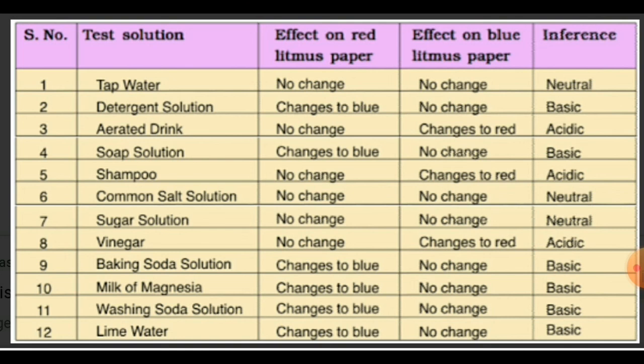Here we completed litmus as an indicator. In our next session, we will see about the turmeric and China rose indicators. Now all of you read lesson 5 carefully.